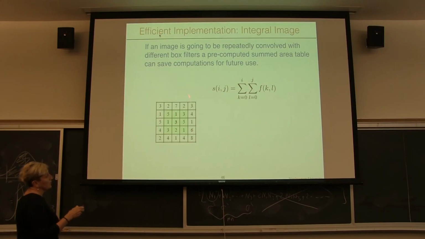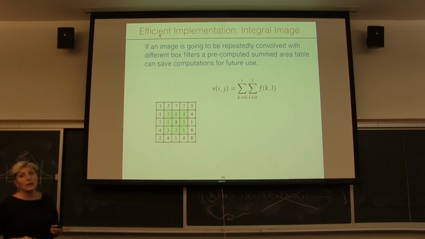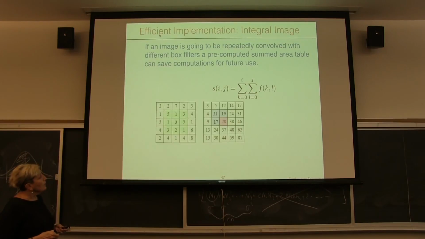Let's have this image over here. This is the original image, and eventually I want to do, for example, an average on this green area. But for now, don't pay attention to the color. From this image, F, I'm going to compute S. So S is given here.